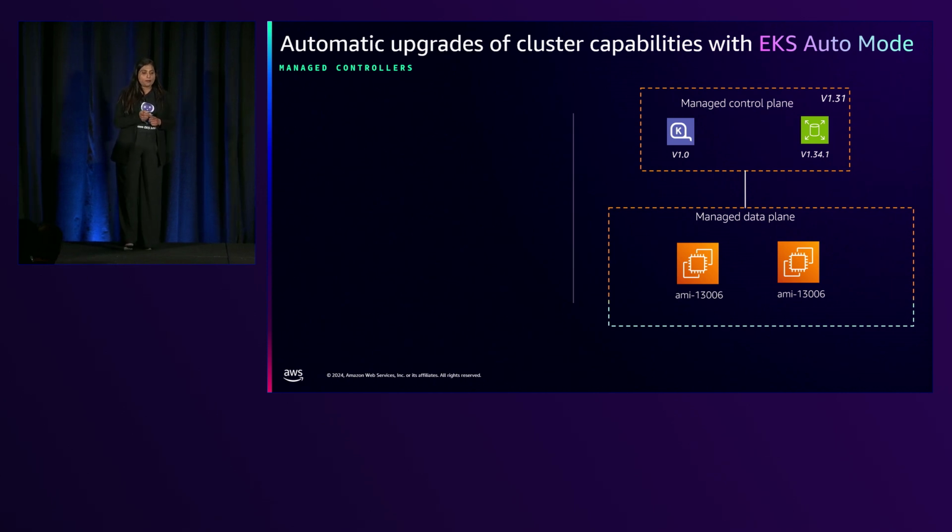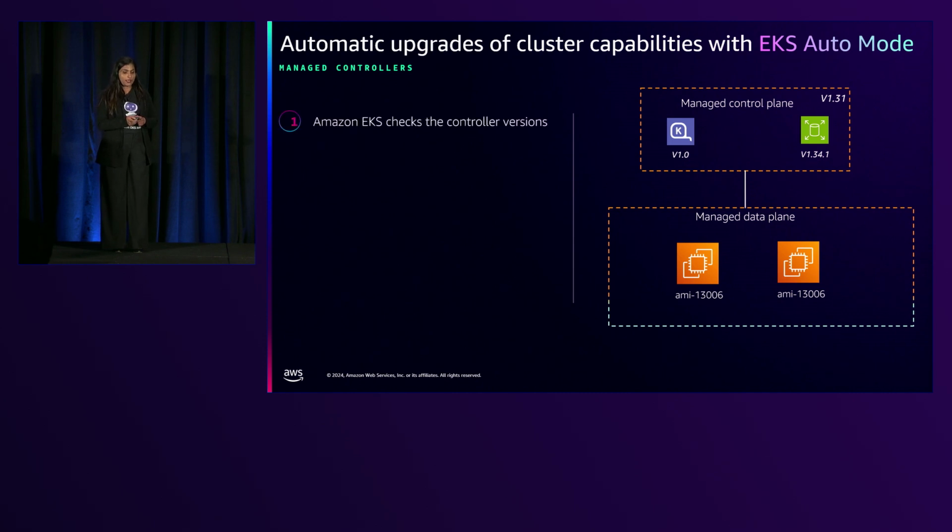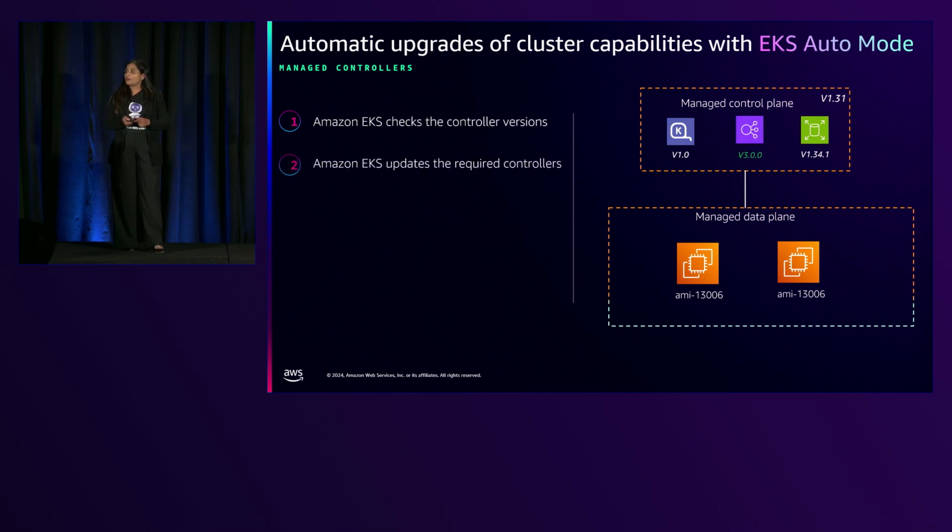Before we see how the node update works, let's take a look at the other distinguishing factor, which is automatic upgrades of the cluster capabilities with EKS Auto Mode. Here, as you can see, Karpenter version 1.0 is running, and also the EBS storage controller, that is 1.34. Amazon EKS checks the controller version and determines if any of these controllers require an update. Here, the other two controllers did not require any update, however, for the network controller, we released a new version of it.